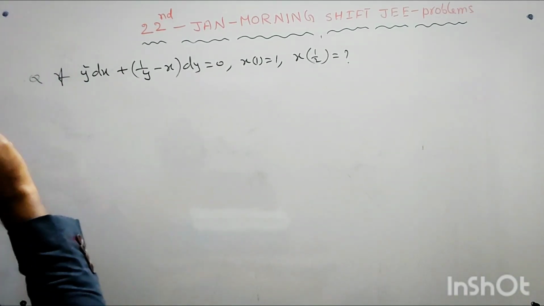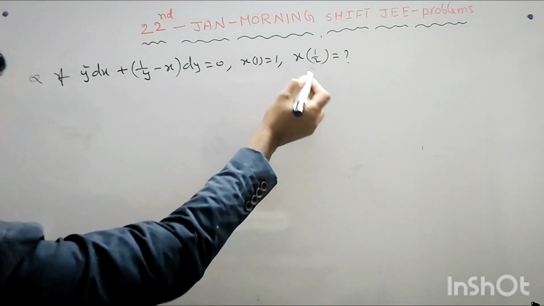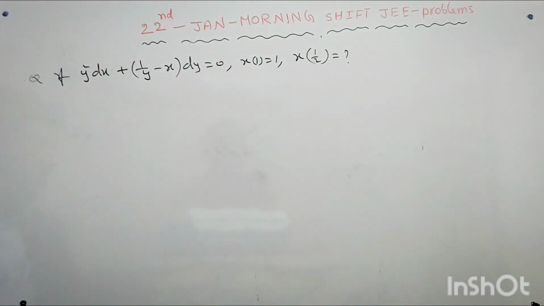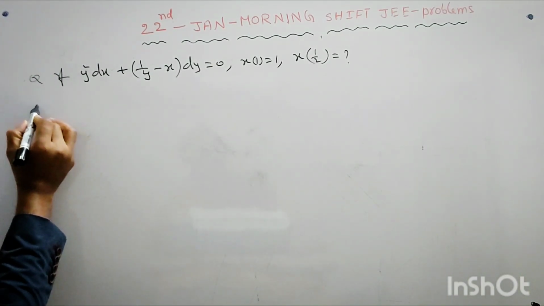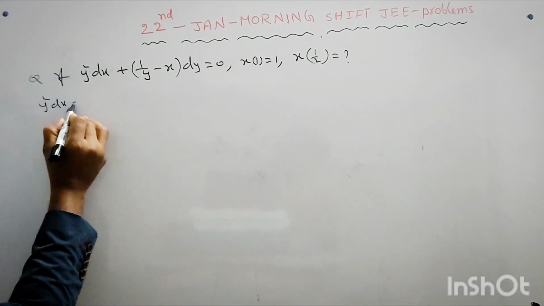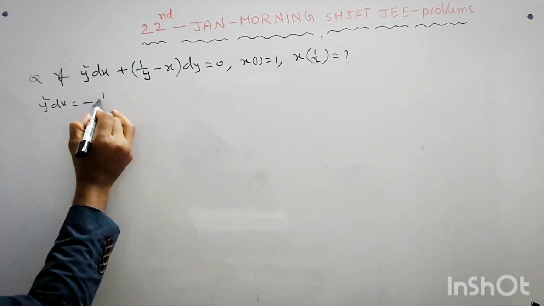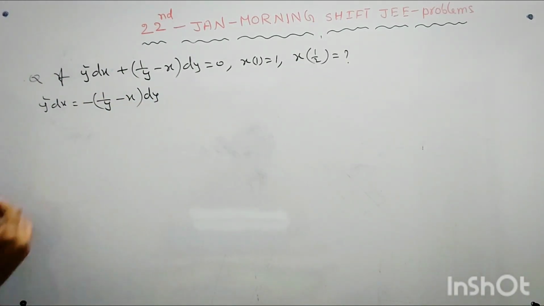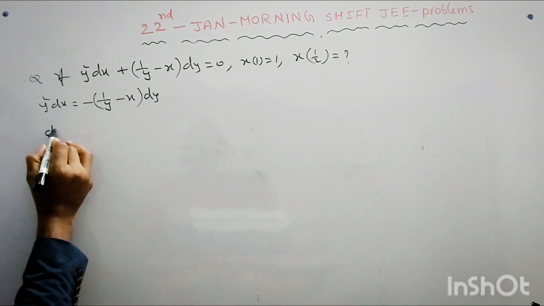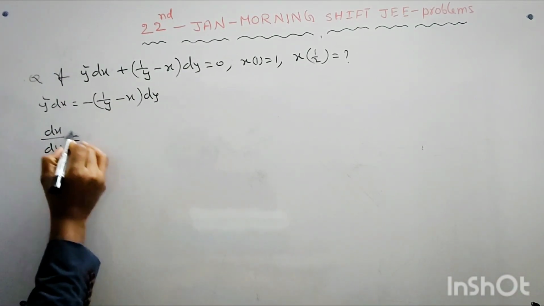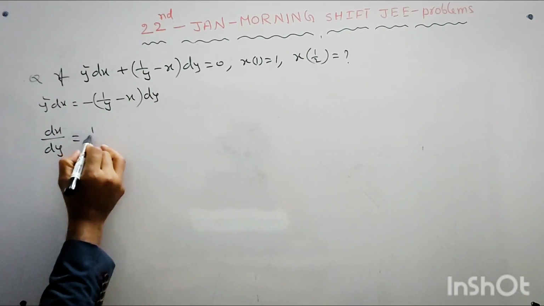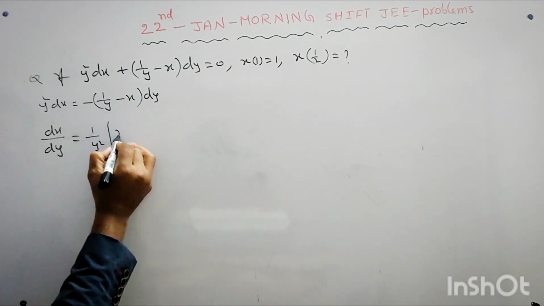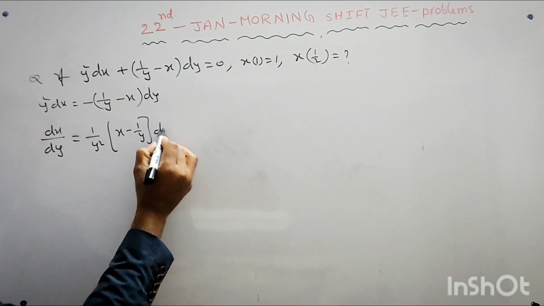So first of all, since we need to find the x value, convert the given differential equation into the form dx by dy plus Px is equal to Q, which is the linear form. That means I am going to write y square into dx on this side, and on the right side minus of (1 by y minus x) dy. Then dx by dy is equal to, sending this value to this side, 1 by y square into minus (x minus 1 by y), like that we can write.